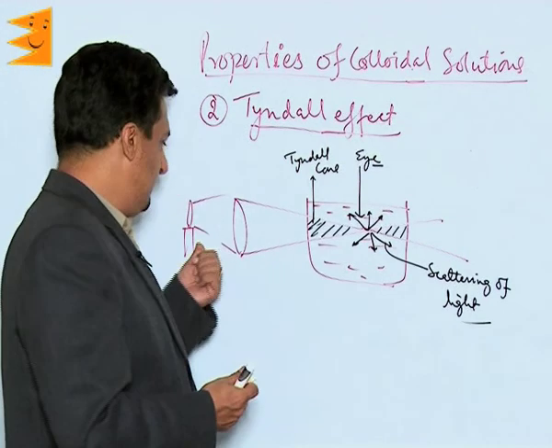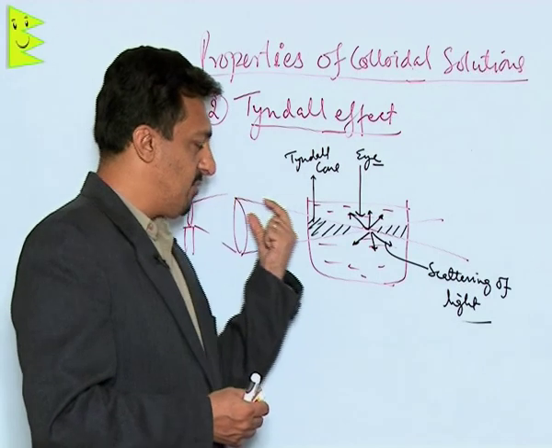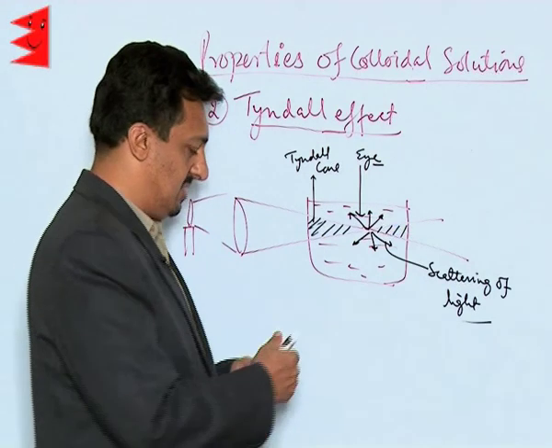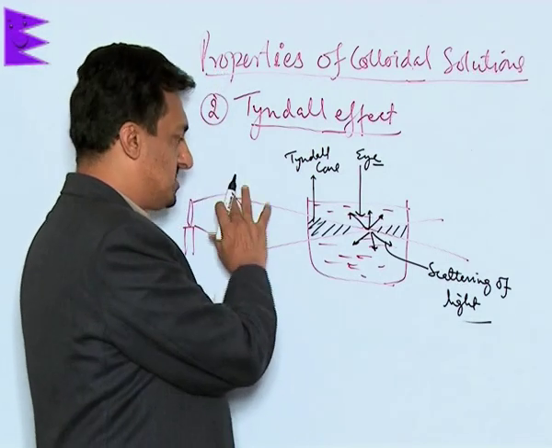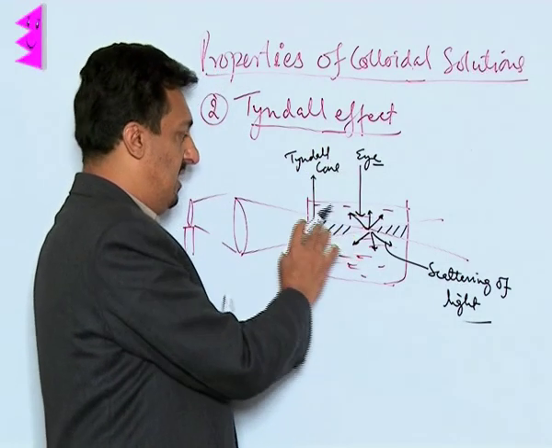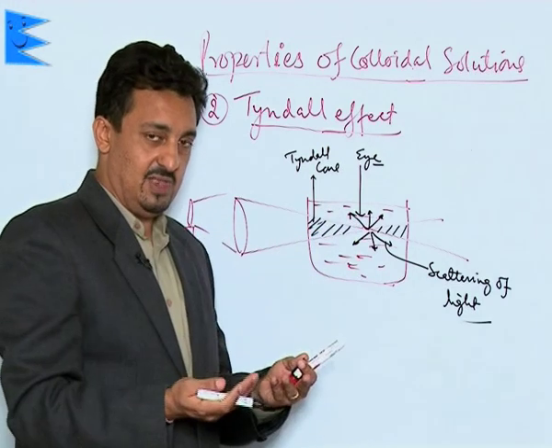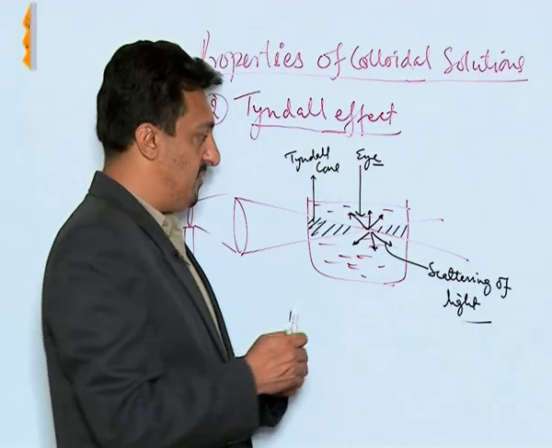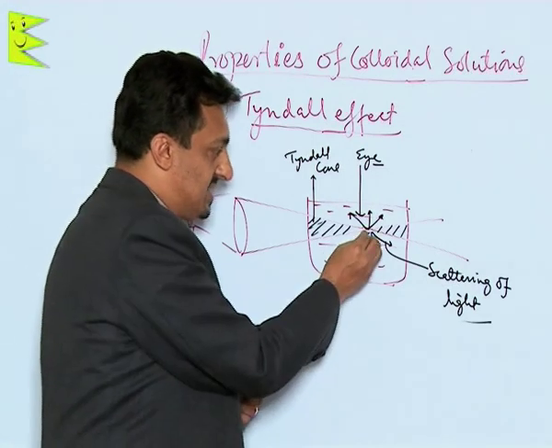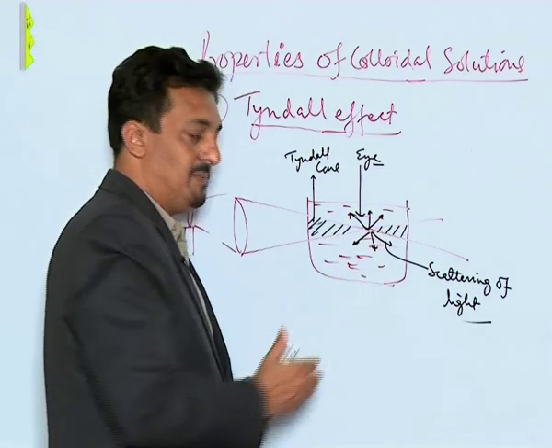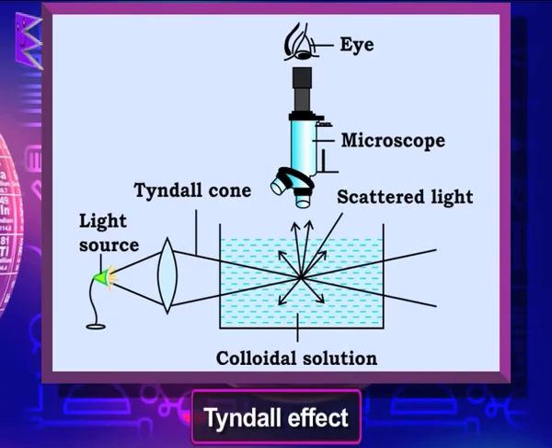Now what happens is, if this is your source of light, and we converge it by using a lens and pass it through a colloidal solution, what we find is the cone which is formed by this converged light, which is called the Tyndall cone. If we are observing it from the side of the direction of the light, we won't be able to see anything. It will appear as a translucent one. But if we are observing it at a right angle to the direction of the light, what we find is that the scattering of light is done by these colloidal particles. And that is how their path gets illuminated, and this is how we can see their path.